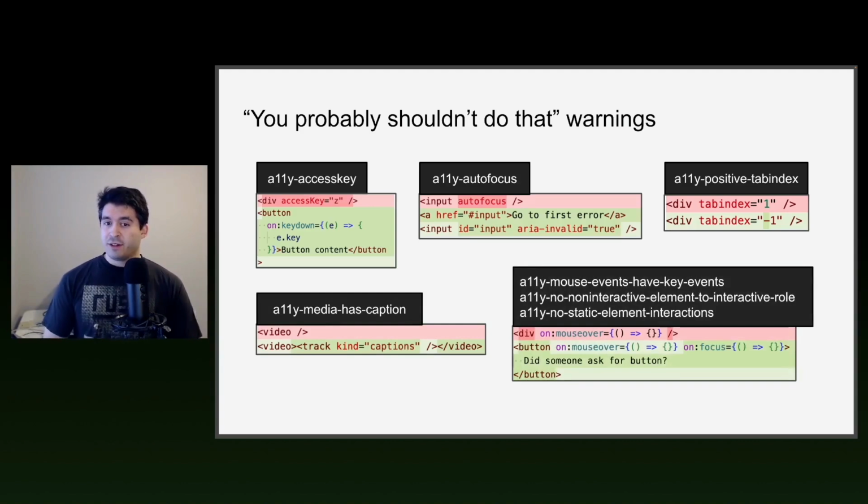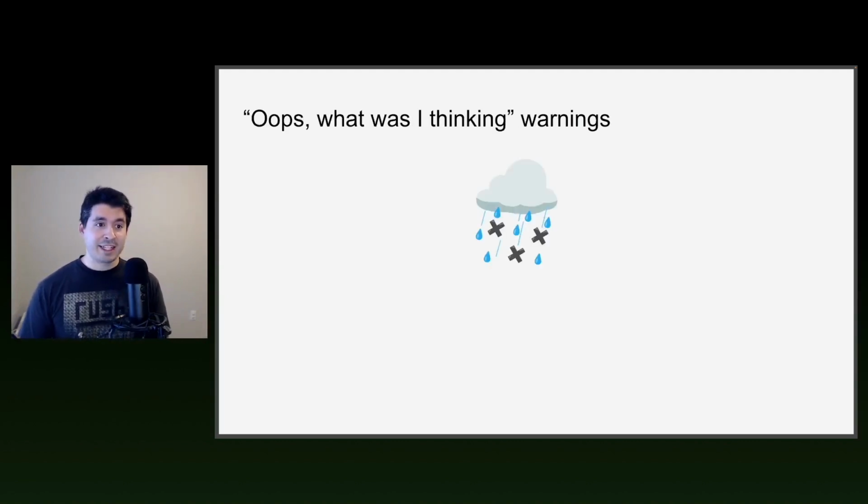And here's a 3-in-1. Mouse events have key events. No non-interactive element should suddenly be interactive. No static element interactions. This was initiated by the example here in red. The div has a mouse over event. If you have a mouse over event, you also need a focus event. But if you have those things on the div, the compiler will say, well, you also need a role. And then we're back to the button example all over again. So once again, just use a button. And the last category is, oops, what was I thinking?